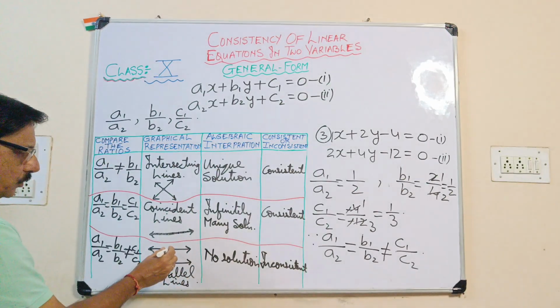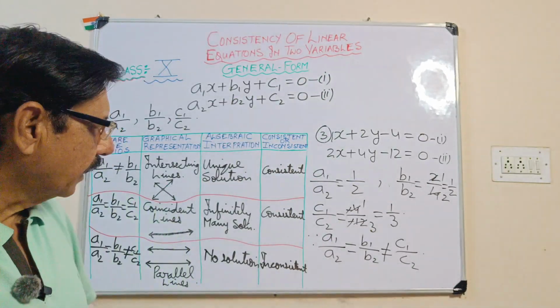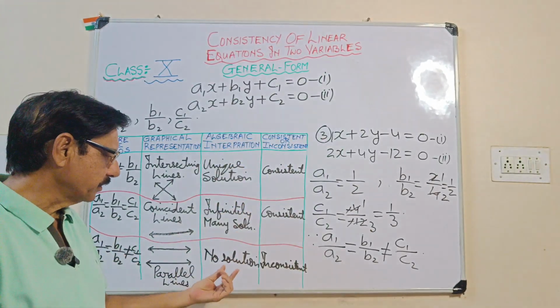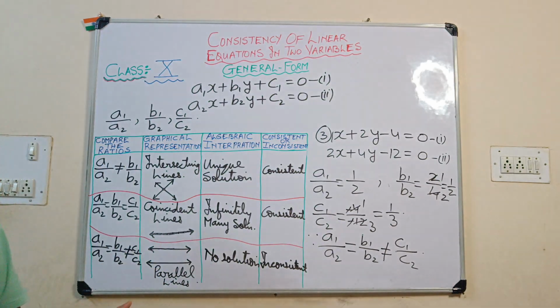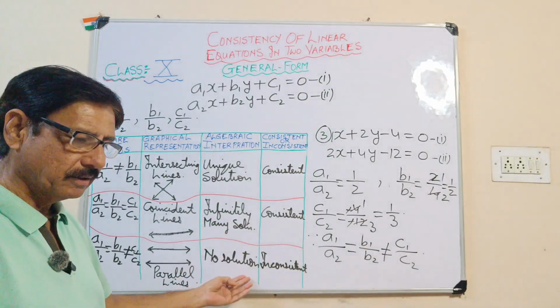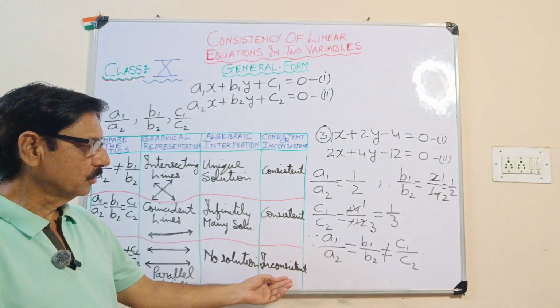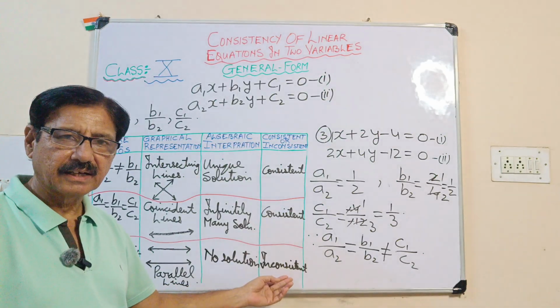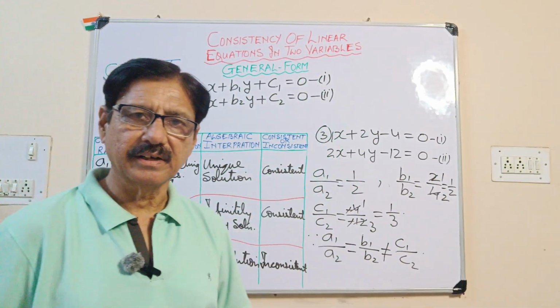So parallel lines you are going to get in graphical representation, and in algebraic interpretation you can say, because both the lines will never cut each other, they are parallel lines, so no solution will be there. And when no solution is there, we can say that the pair of linear equations is inconsistent.